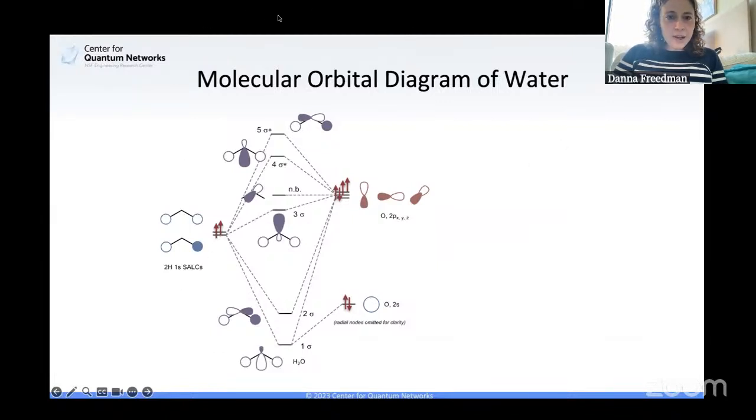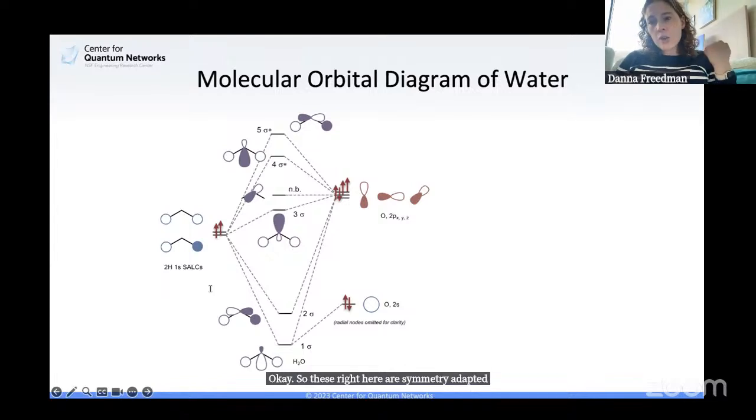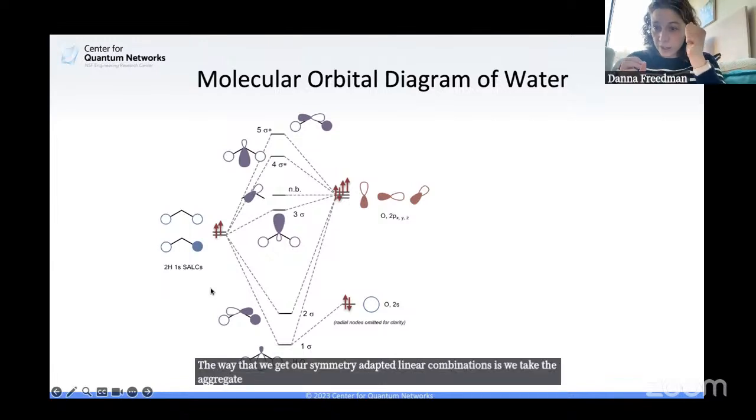Okay. So these right here are symmetry adapted linear combinations. The way that we get our symmetry adapted linear combinations is we take the aggregate of the thing that isn't our central atom, and we come up with different ways we can put it together.